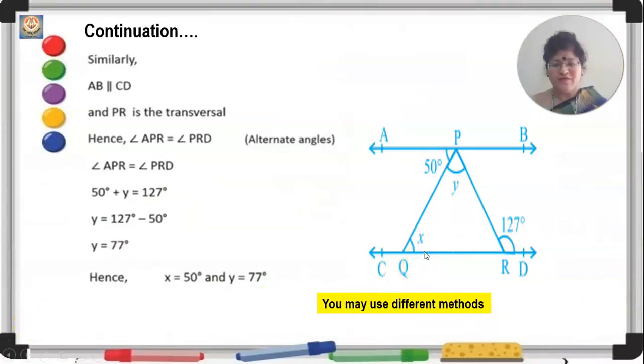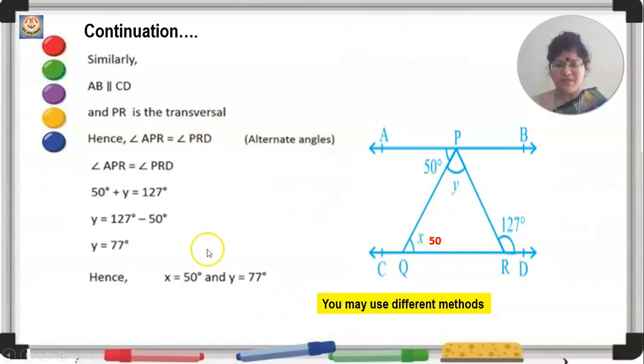Now that this is 50°, we have to find out the measure of angle Y. Now students, there are different ways of doing this. One way is, if this is 127°, you can find out the measure of this by angles in a linear pair. So this angle will be 180 minus 127°. So you get the measure of angle PRQ. Once you get the measure of angle PRQ, X plus Y plus this angle, use angle sum property, which is 180°. You can calculate the measure of angle Y.